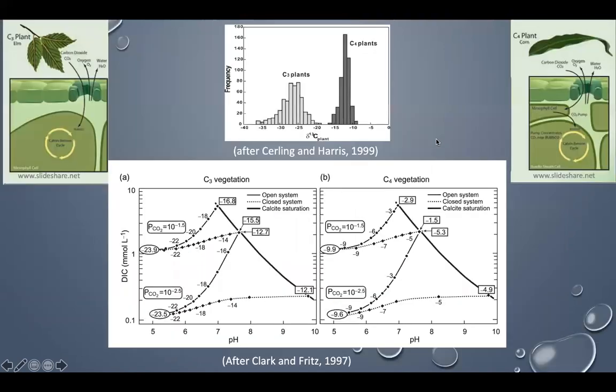So if we look at the C3 and C4 plants, C3 plants have a more negative value, and it is expected that the calcium carbonates that are precipitated from them also have a more negative value. However, C4 plants have a higher value, and the delta 13C from the carbonates that are precipitated from largely C4 dominated vegetation have a higher value compared to the C3 plants.